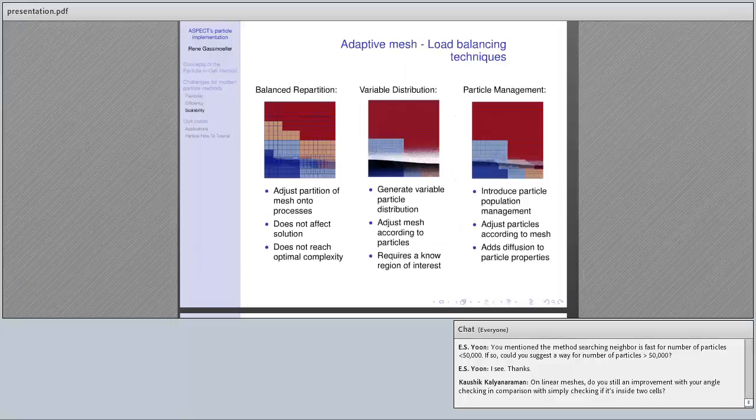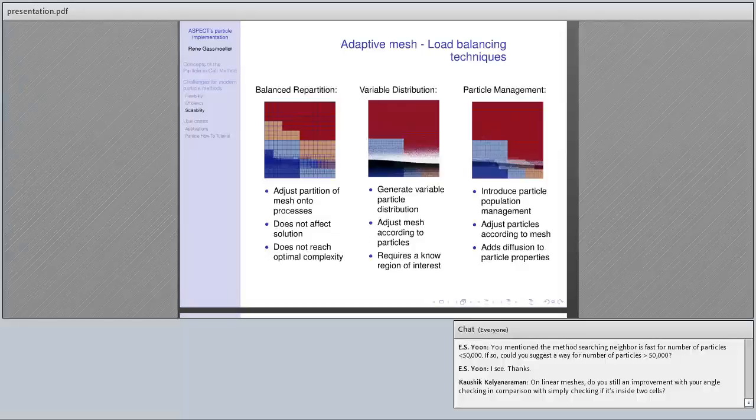Let's take a look at load balancing techniques that we have available to achieve that. Essentially, there are three possible load balancing techniques that come to mind. The first one is what we call balanced repartition. Instead of balancing the number of cells per processor, we can adjust the partition to also balance the number of particles. The nice thing about this load balancing technique is that we don't affect the solution of our model.